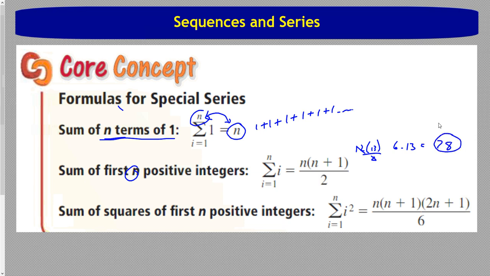So if you add up the first 12 numbers, 1, 2, 3, 4, 5, 6, 7, 8, 9, 10, 11, 12, if you add all those up, you get 78.